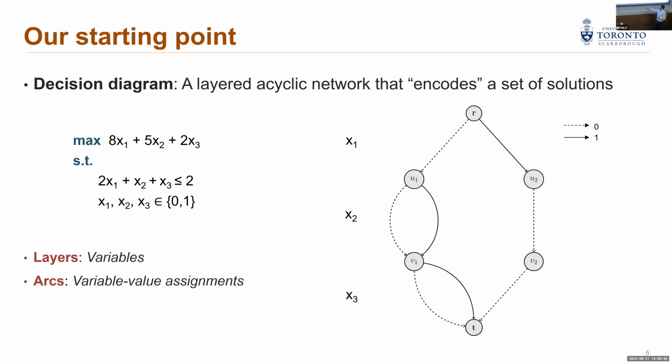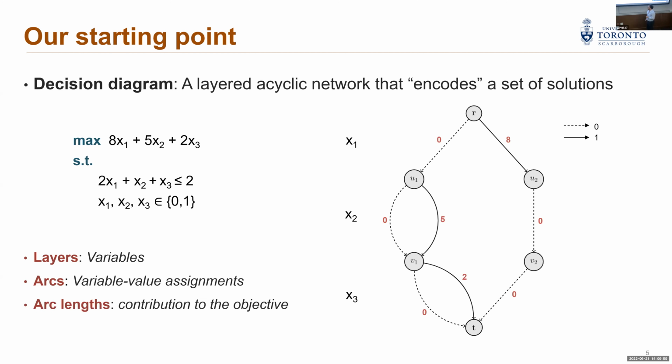The arcs correspond to variable value assignments, right? For example, you have a 0 arc here, a dash. It means that you're fixing x2 to 0 or x2 to 1. And then you have a one-to-one mapping between the arc-to-path of this network and the feasible solutions of this problem, right? So every feasible solution has to have an associated path here. Every path has to have an associated solution.